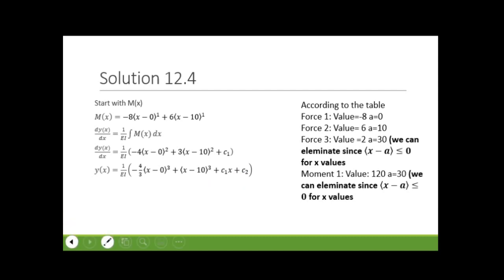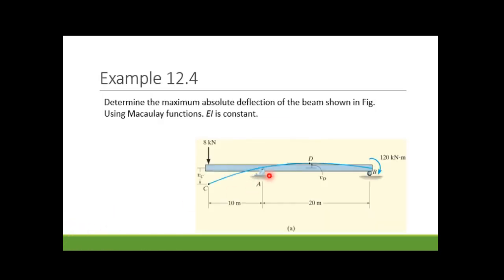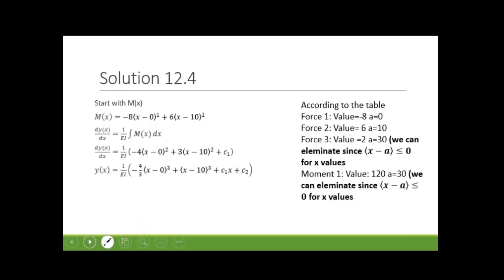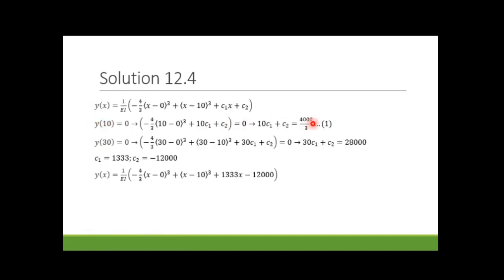I have to apply the boundary conditions. We have two boundary conditions: one pin support and one roller support. When x equals 0, y is equal to 0. When x equals 30, y is equal to 0. I apply these boundary conditions and I have two equations related to C1 and C2. Two equations, two unknowns, so we can easily find C1 and C2. I include them in the general function, and I obtain two elastic curve functions. Okay.